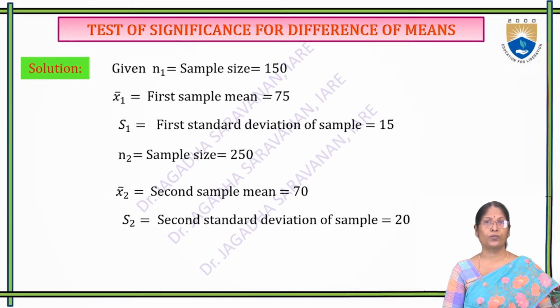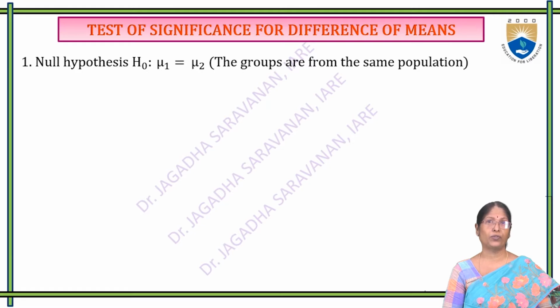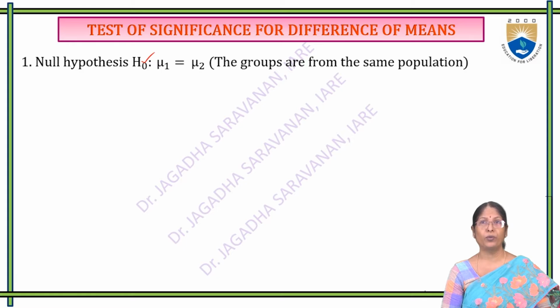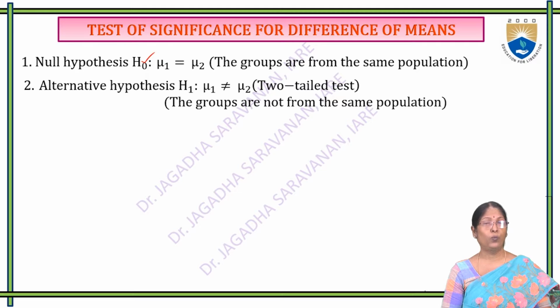Now the null hypothesis, that is H0, is the symbol of null hypothesis. Mu1 equal to mu2. The groups are from the same population and we are going to reject, selecting a two-tailed test. Why did we select the two-tailed test? There is no decrease or increase or more or less information given to do the comparison. So we have taken that the groups are from the same population. We are rejecting in such a way that they are not from the same population.